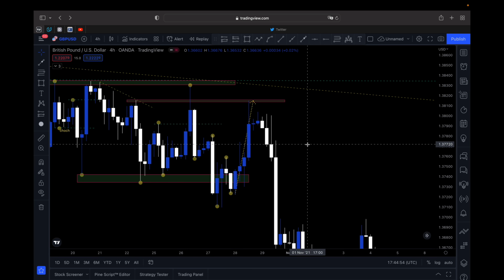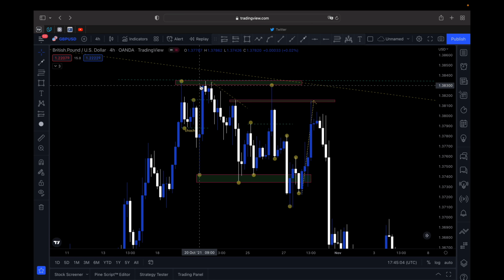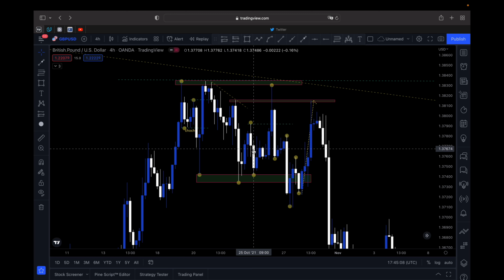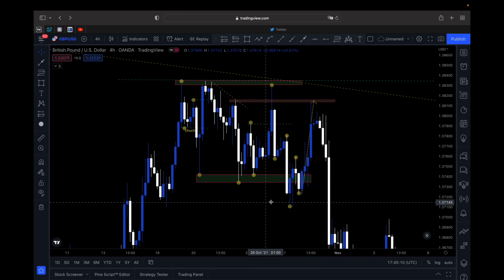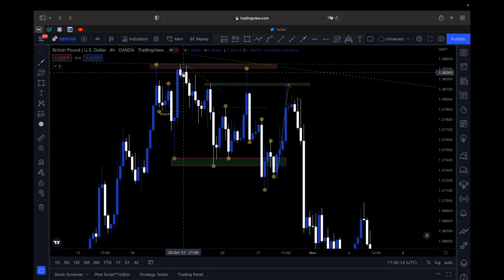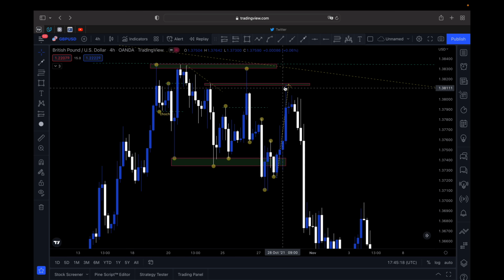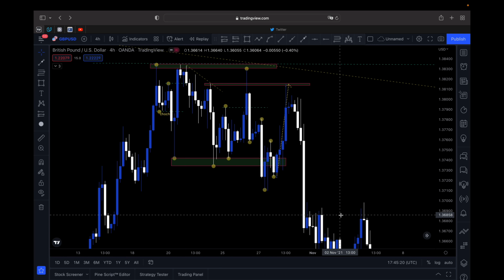To confirm your entry, make sure that price gives a clear movement, a candlestick confirmation. Now if you had sold from this level here, you would not have been on losses. But do you have the patience? This is from 20th October to 28th October before price was actually ready to move.